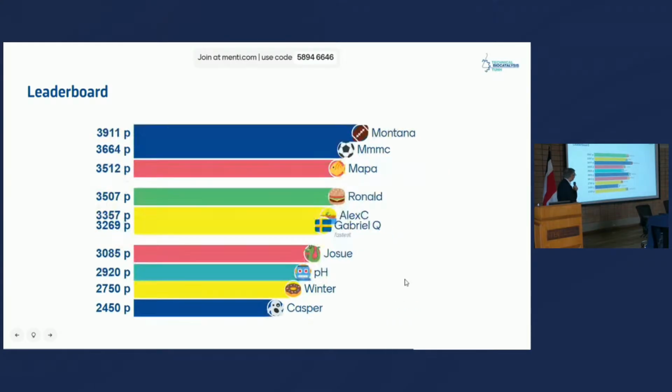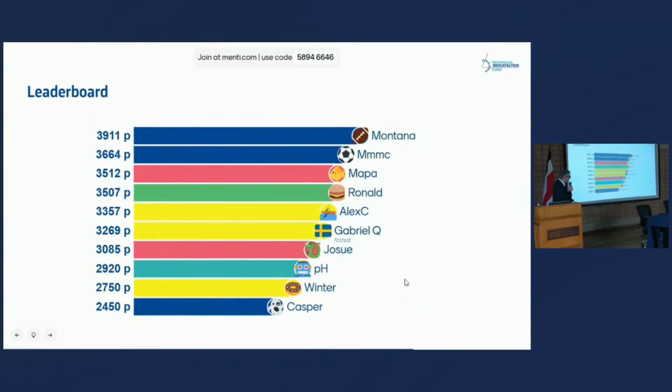So this has changed now. Montana, MMC, Mappa, Ronald, they are the leading stars here.